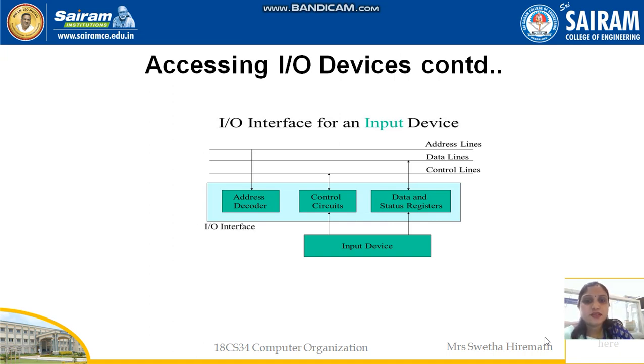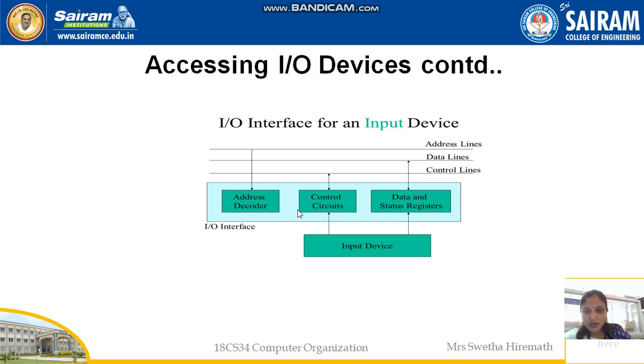Hello students, this is the second video of module 2, that is input output organization. In the last video I was explaining accessing the IO devices. In accessing IO devices we were seeing the IO interface for an input device. Similarly, not only for the input device, for the output device also the same structure will be there, but instead of the input device we'll have the output device connected to this IO interface.